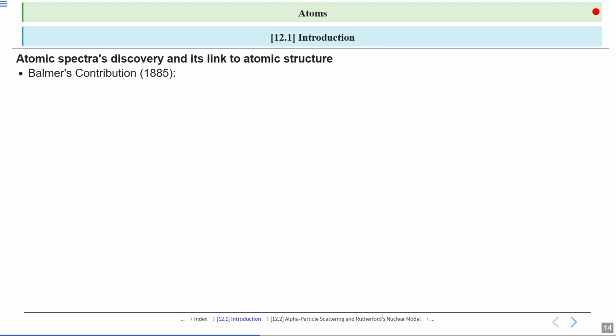So let's begin with Balmer's contribution in 1885. This was a turning point in atomic physics as it provided the first real clue that atoms have an internal structure that affects the light they emit.